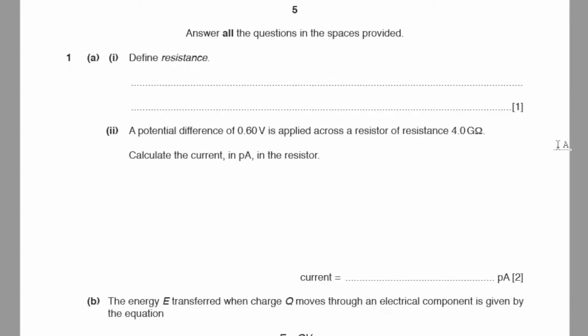Question number 1, Part A1, define resistance. So resistance is potential difference divided by current.